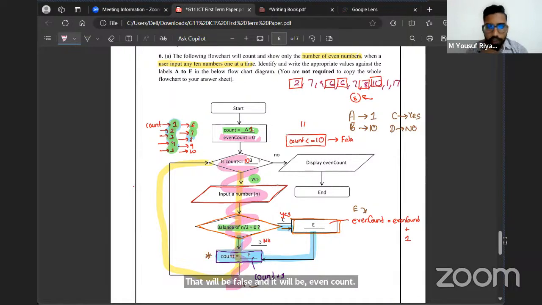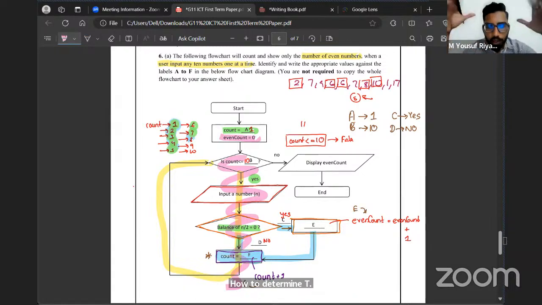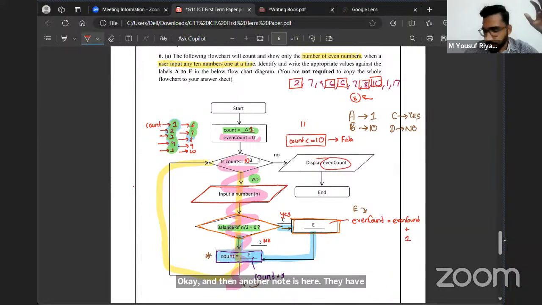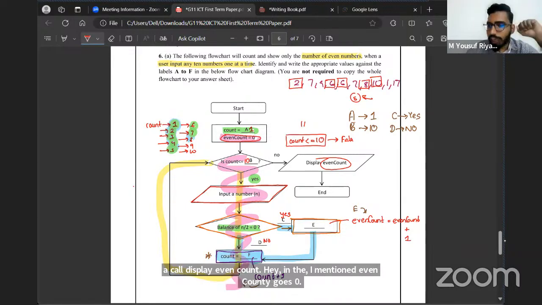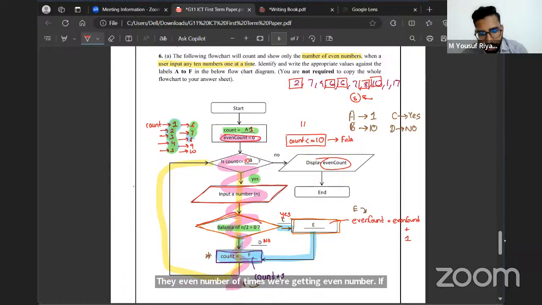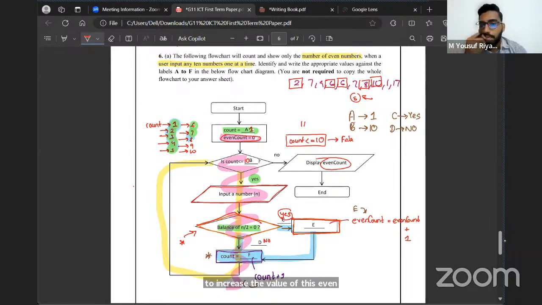How to determine E? Where is E? That is by looking at the program. At the end of the day, you notice here they have mentioned display even count, and initially they have mentioned even count equals 0. So from this, you have to get an idea. Even count is going to be the variable that stores the number of times we get an even number. This is the condition we're going to check: is the number even or odd? So I put yes here to make sure that if it's even, I increase the value of even count. This variable called even count stores the number of times we got an even number. So that's what made me determine that. Got it?